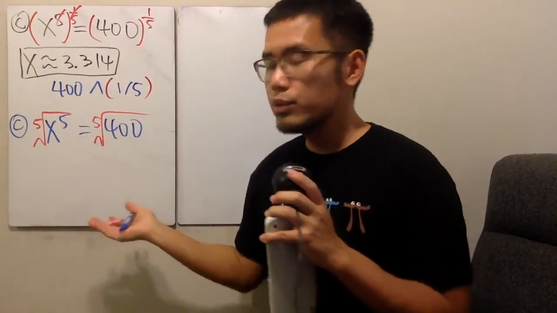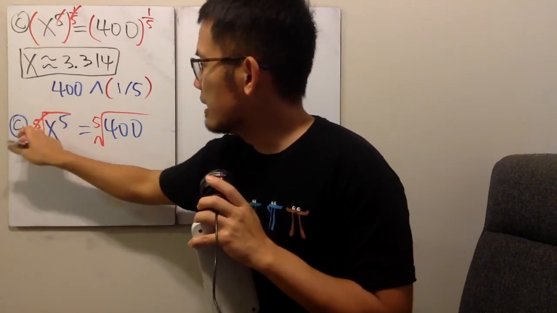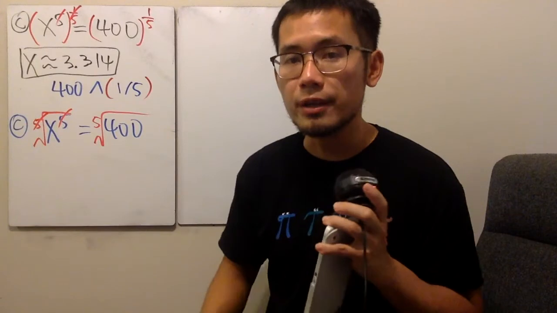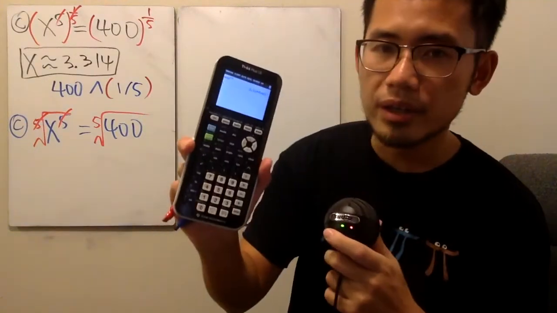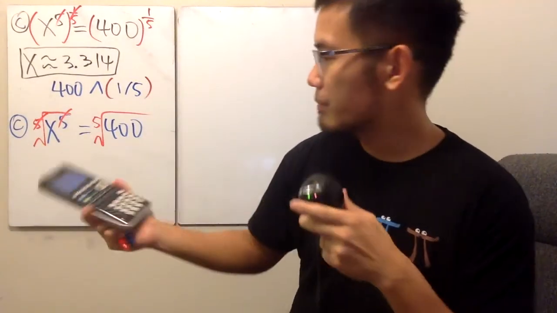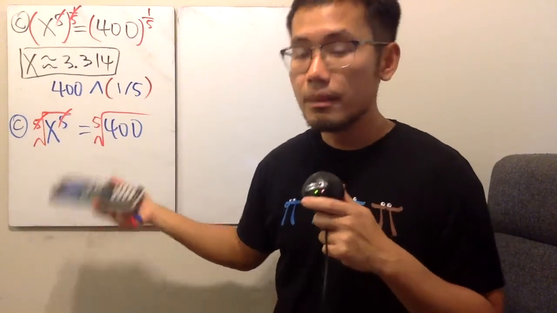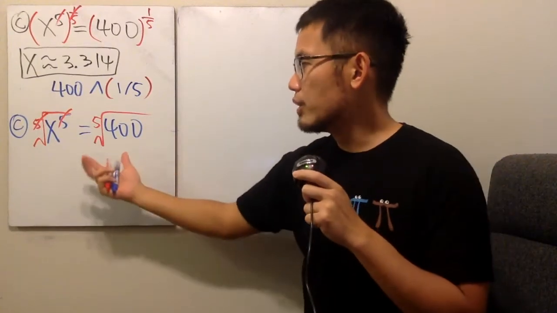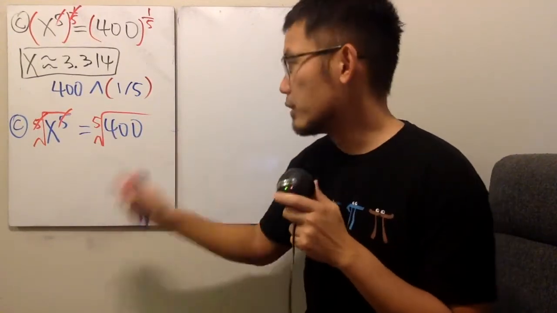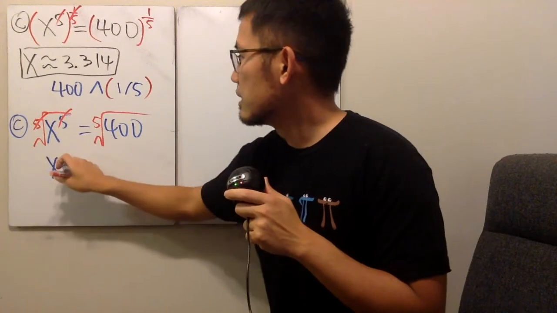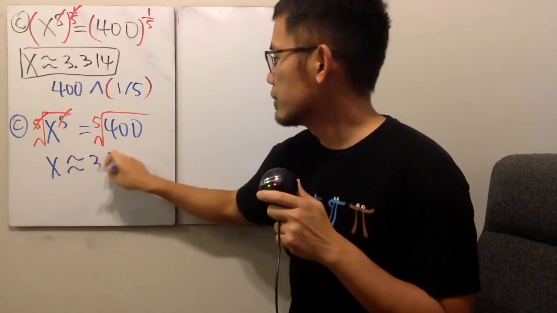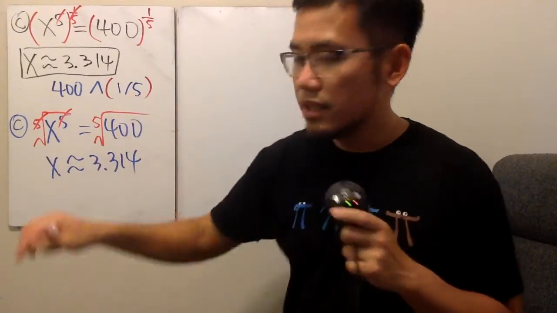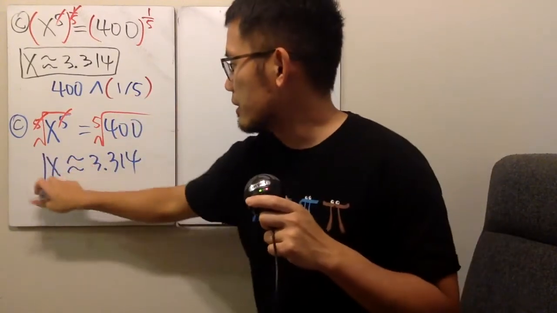I would not prefer you guys to do this, even though you can see that this and that will still cancel. But it might be hard for you to enter this on your calculator, right? Because if you look at your calculator, you might not see fifth root right away. But if you do, because some calculators do have that, in that case you can still enter this on the calculator. Either way though, you will still end up with x is approximately 3.314 like this. This is easier in general when you have to enter it on the calculator.